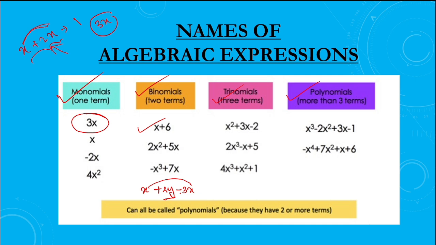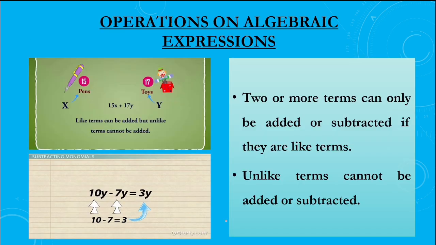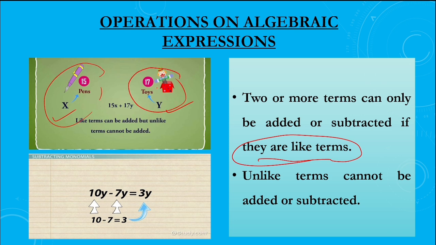Understand? So next, operations on algebraic expressions. Operation means the 4 operations: addition, subtraction, multiplication, division. Also remember, 2 or more terms can only be added or subtracted if they are like terms. Okay. So unlike terms cannot be added or subtracted. Suppose x and y. So you have 15 pens and 16 toys. Can you add them? No.